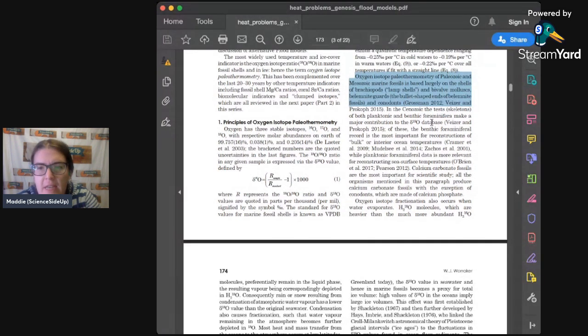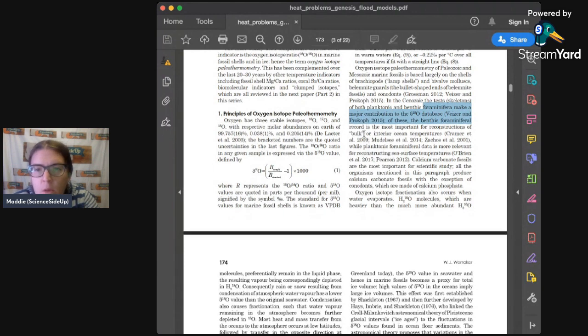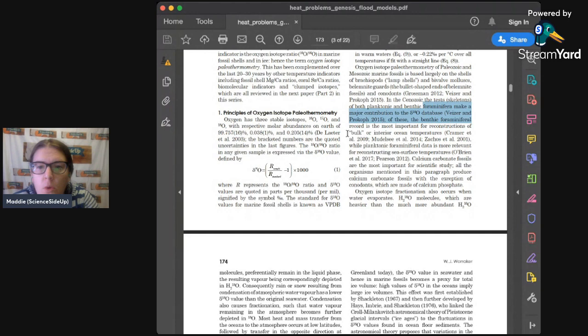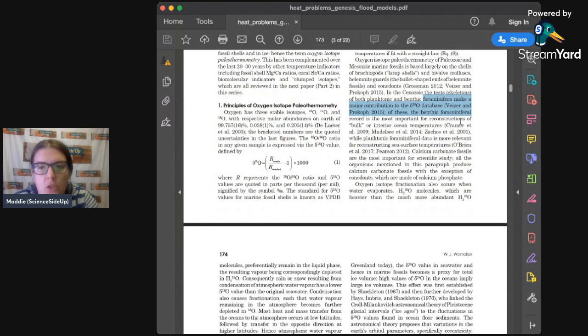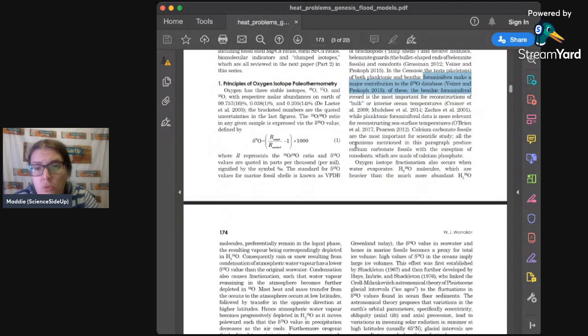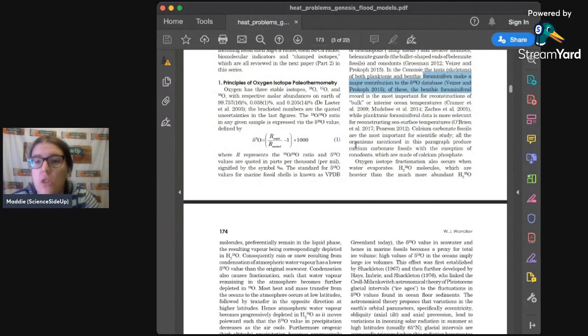In the Cenozoic, the tests, skeletons, of both planktonic and benthic foraminifera make a major contribution to the oxygen 18 fraction database. Of these, the benthic foraminiferal record is the most important for reconstructions of bulk or interior ocean temperatures. Cool. While planktonic foraminiferal data is more relevant for reconstructing sea surface temperatures.